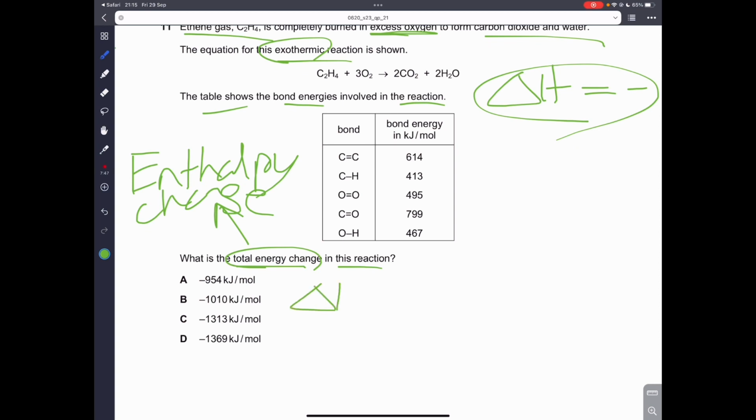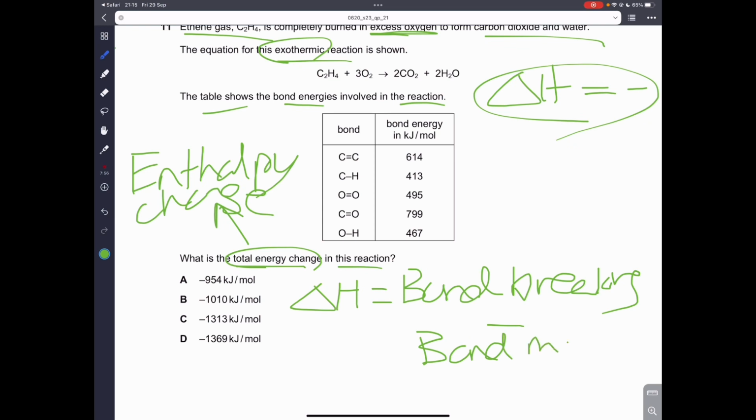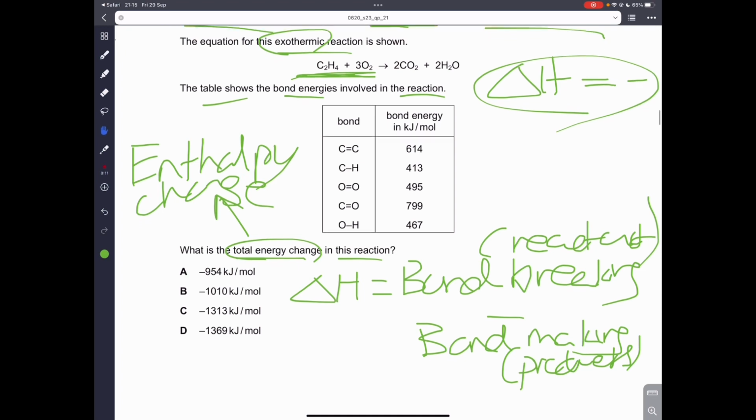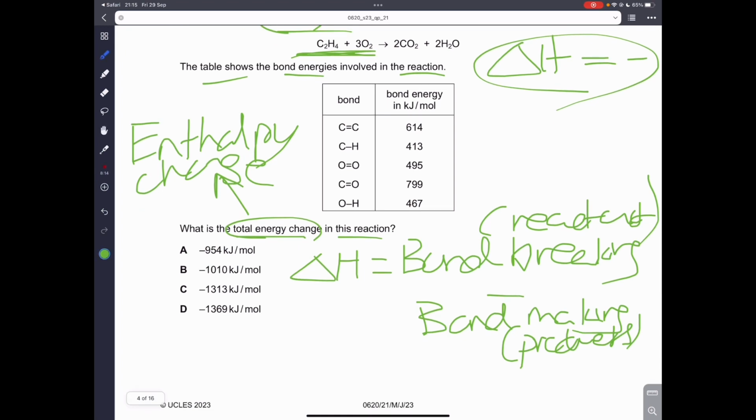Remember the equation, delta H is basically equal to bond breaking minus bond making. So breaking the bonds, we are going to break C2H4. The bond breaking is basically the reactants. The bond making is basically the product side of the equation, so we can basically solve it out. So C2H4 is ethene. We know that it's going to have a structure like this.